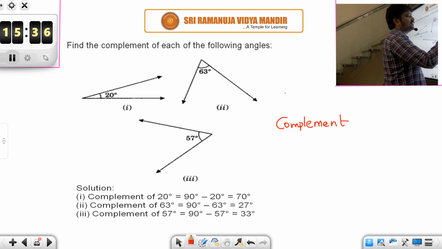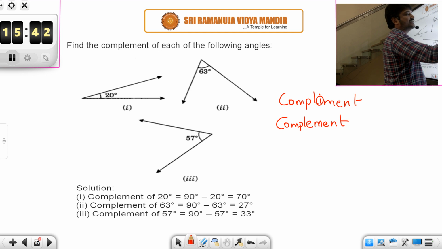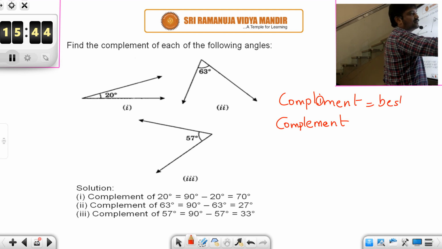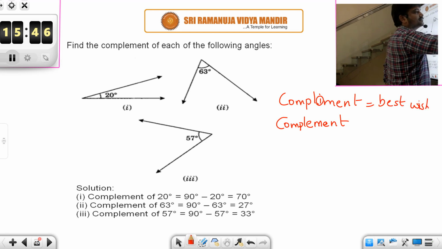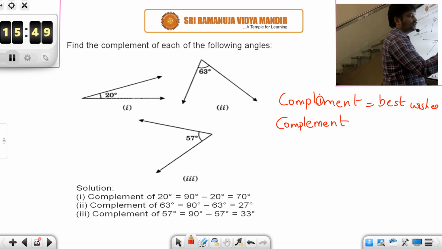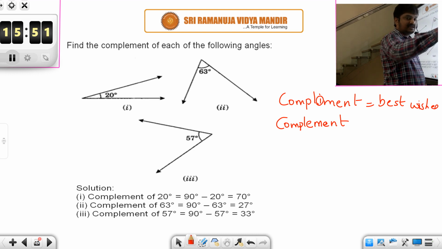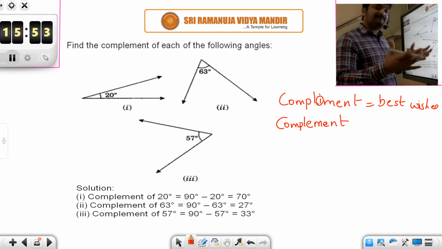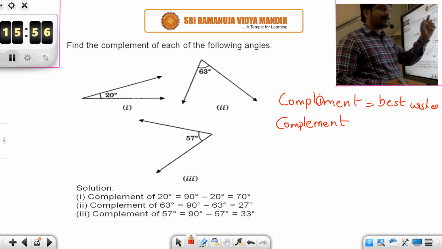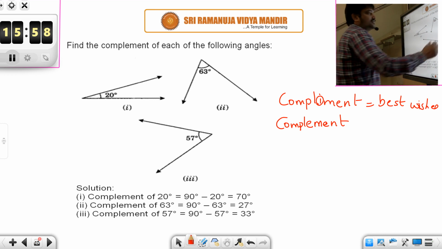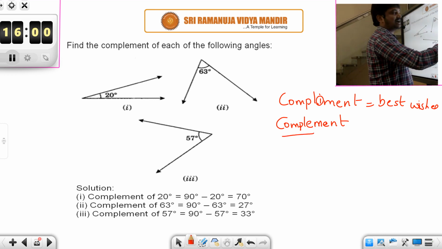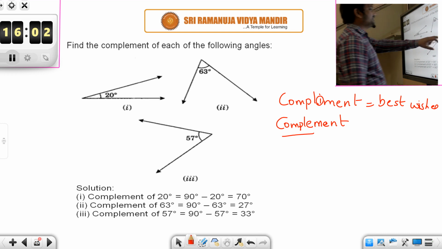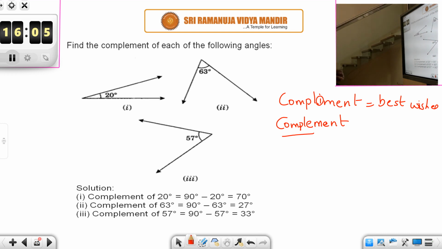Don't get confused this complement with the other word, compliment. Whenever there is an I, we call it best wishes. But this complement is C-O-M-P-L-E, from the root word complete. It ends with E, not I. So in mathematics we use the word complement, where it is E, not I.